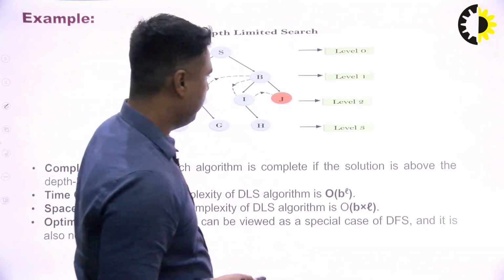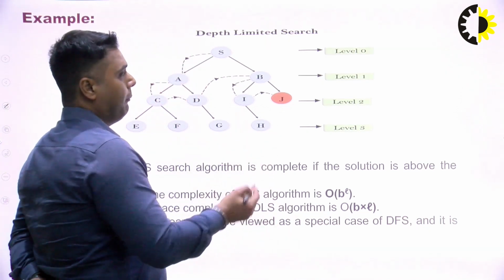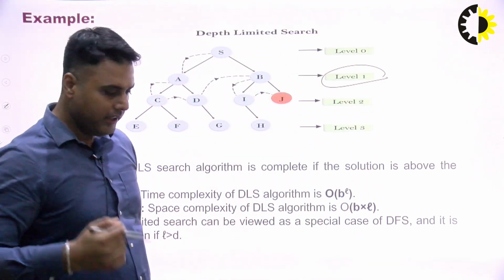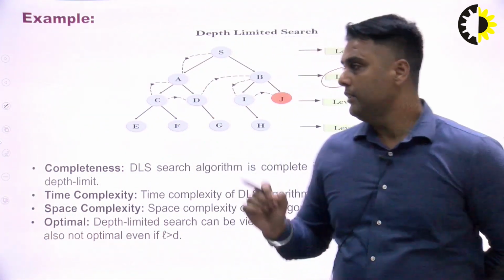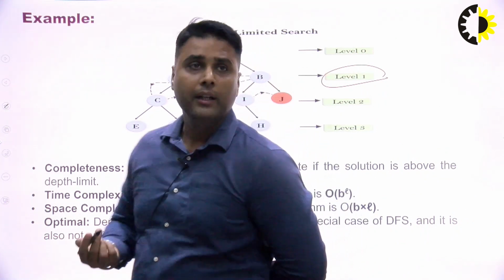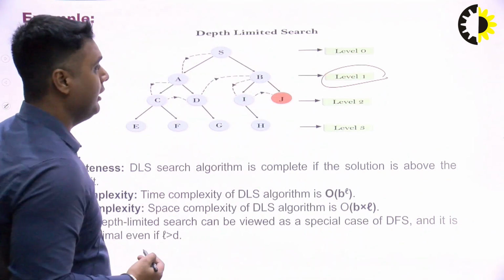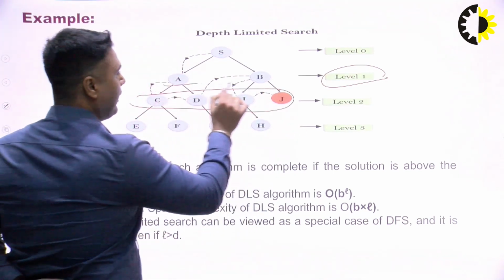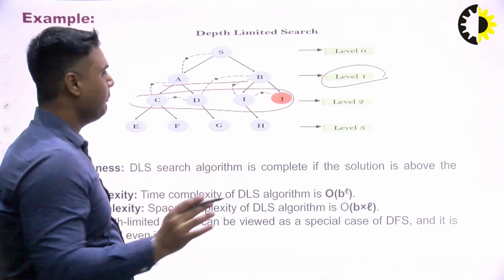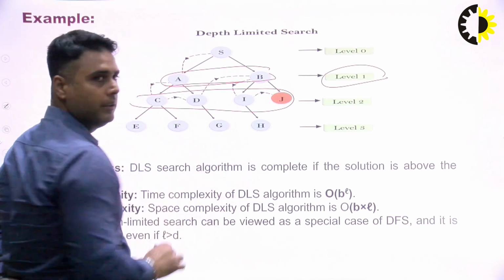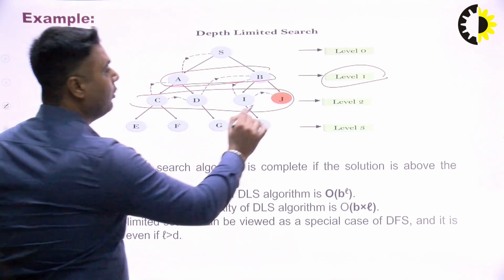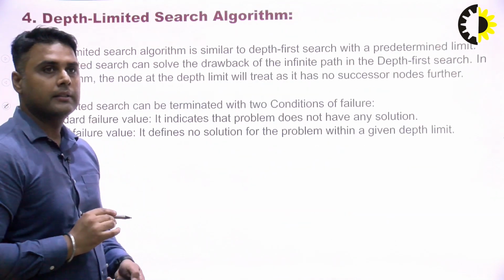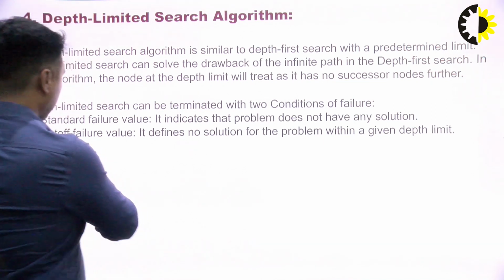So I take one example here. Suppose my searching level is pre-decided as level 1. If my searching level is 1, that means after this level I have to consider all nodes as leaf nodes, and all other nodes are not visible. That means I consider only A and B, the last nodes. But my goal node is J.